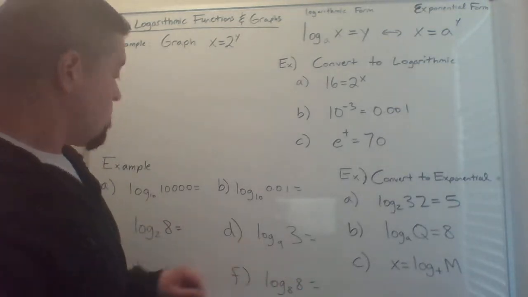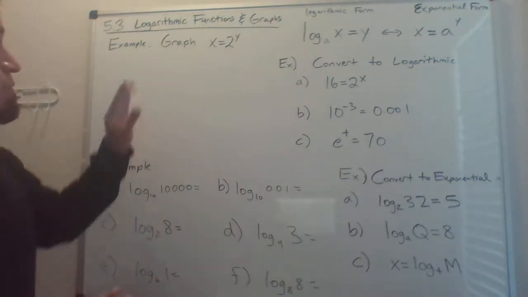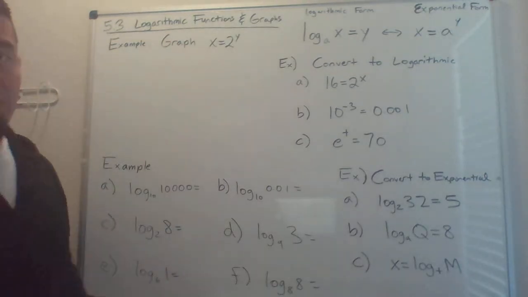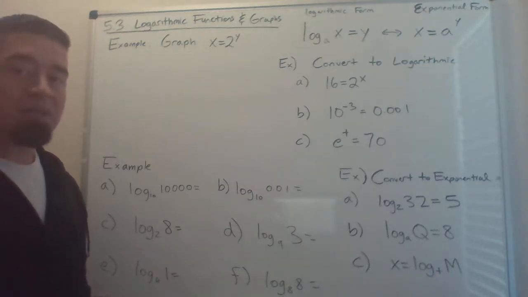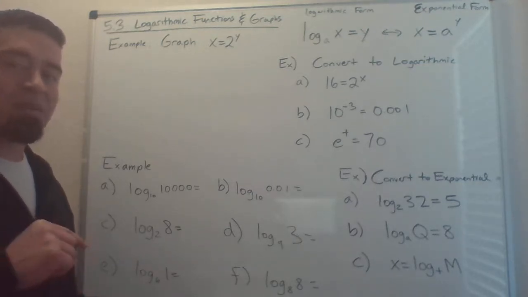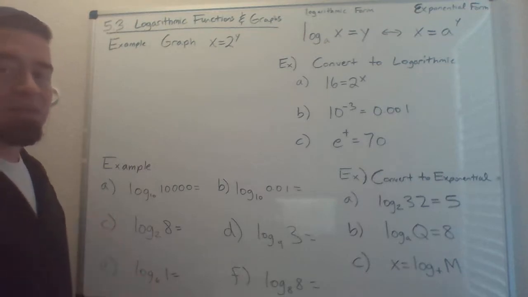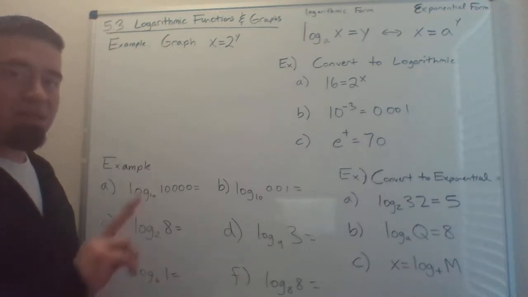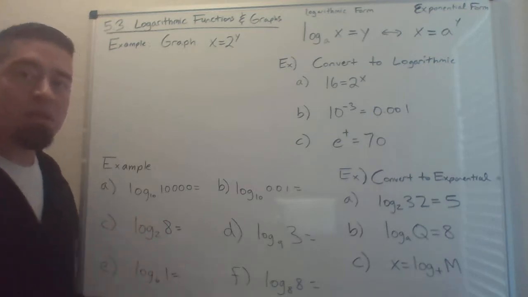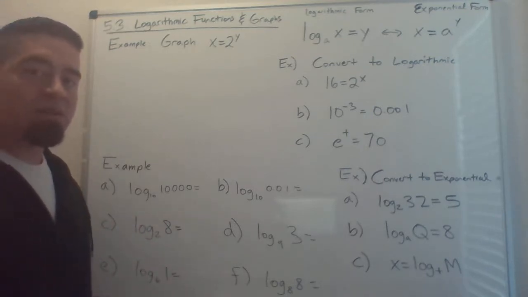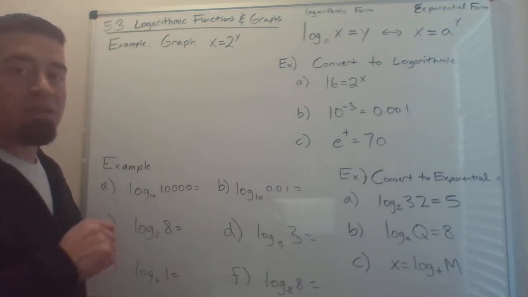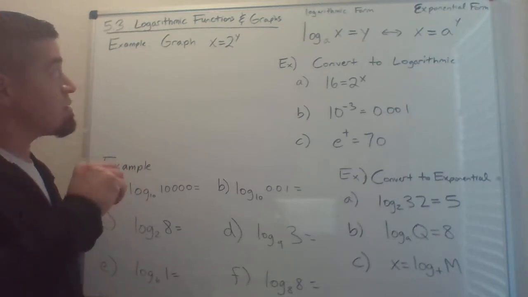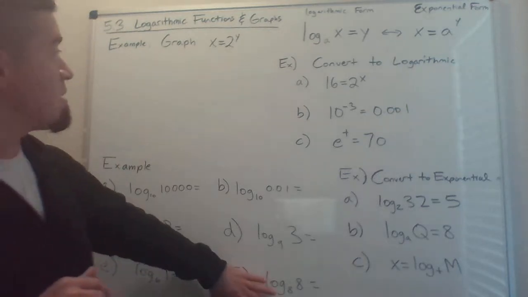Now we're going to go ahead and jump into it. Here it says we're going to graph x equals 2 to the y. Last week we did exponential functions, so we actually graphed things like y equals 2 to the x, which is very similar except the x and y are interchanged, which in the previous section was what we called inverse functions. So we're actually graphing the inverse function of an exponential, in particular the exponential y equals 2 to the x.